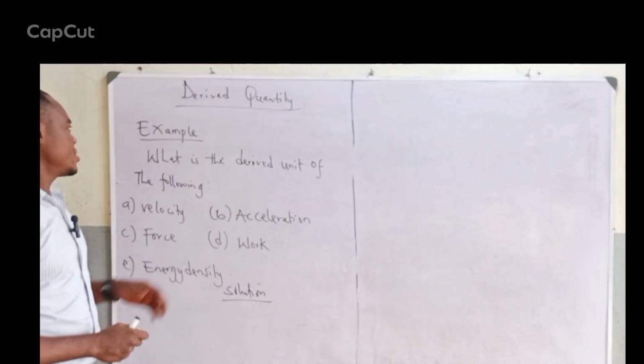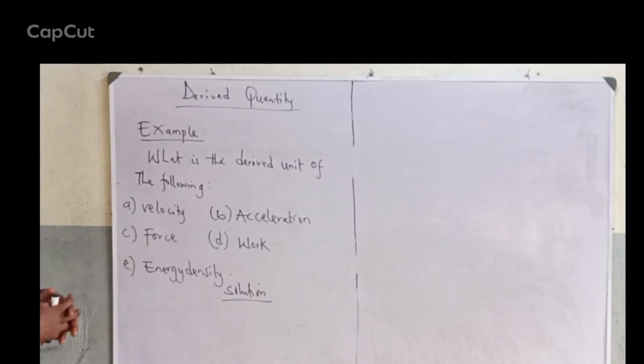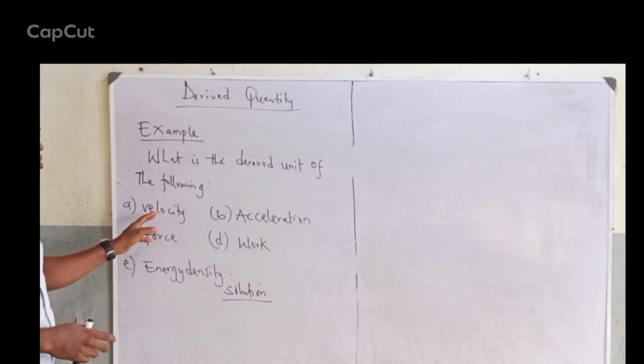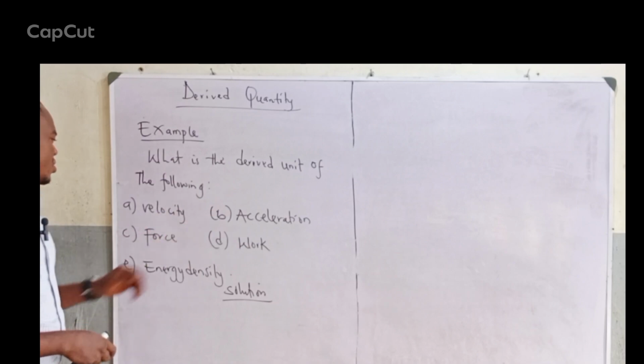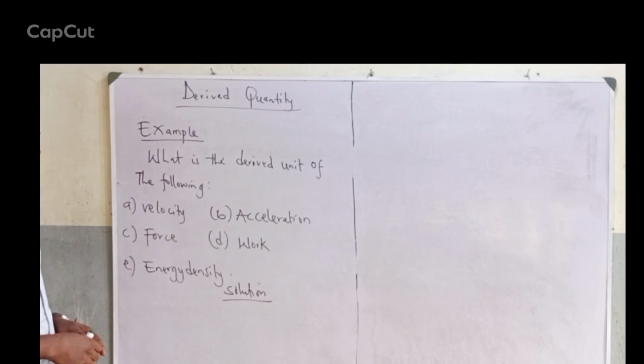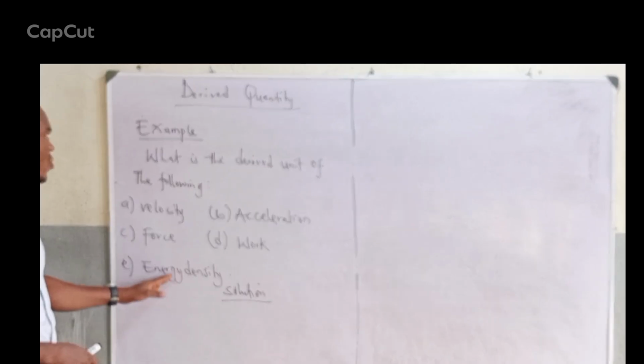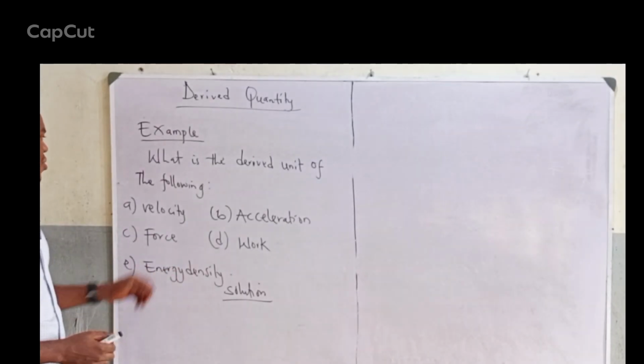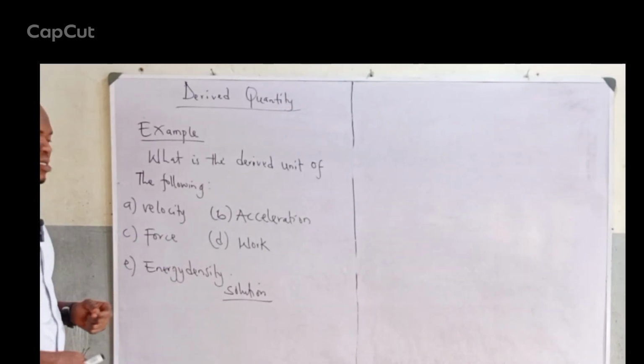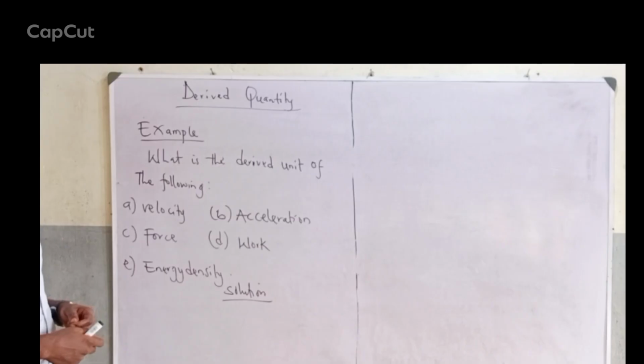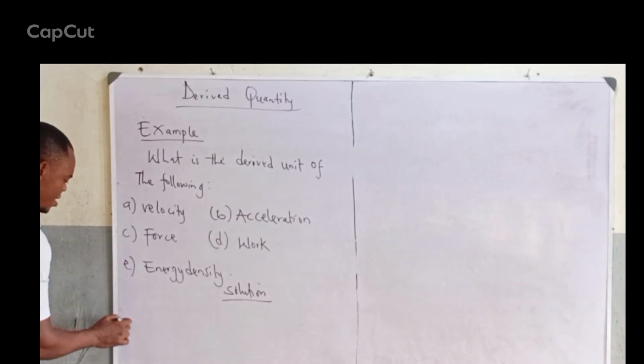We'll take this example. What is the derived unit of the following quantities? Velocity, acceleration, force, work, and energy density. These are derived quantities. Then we are to find the derived unit. To do this is very simple.